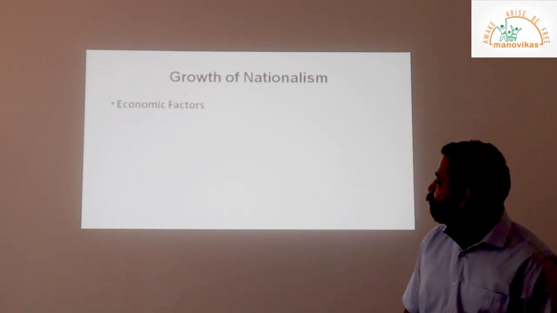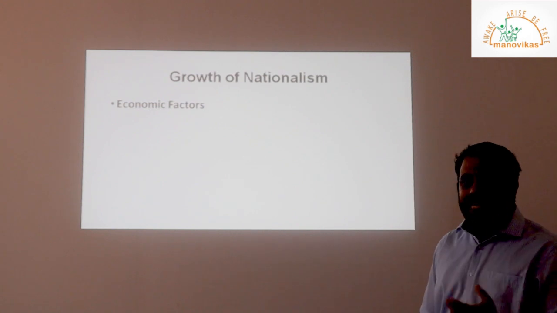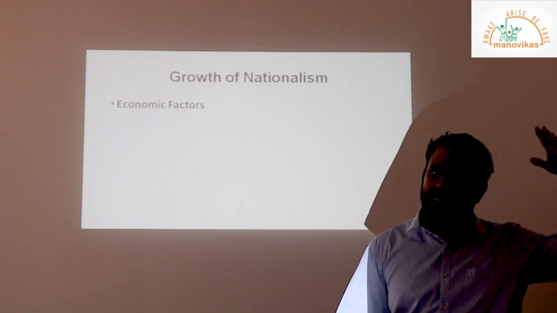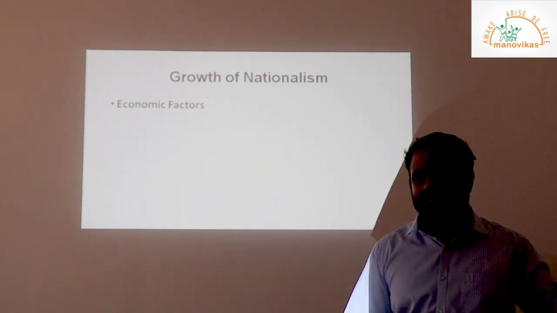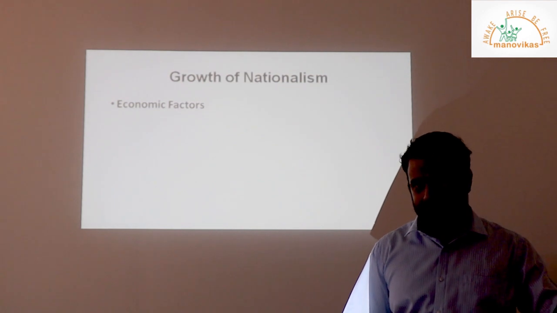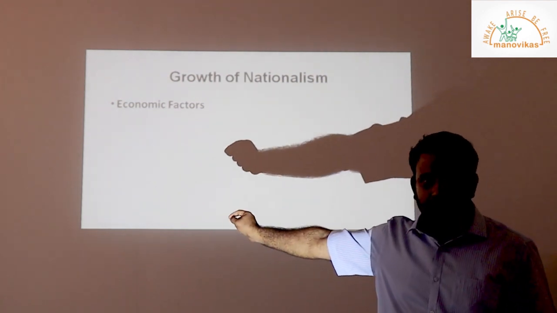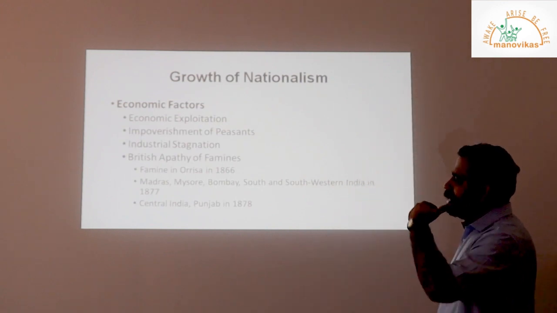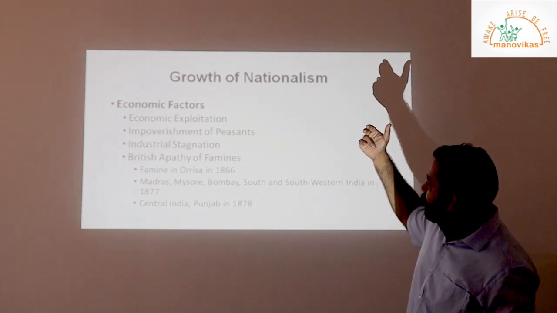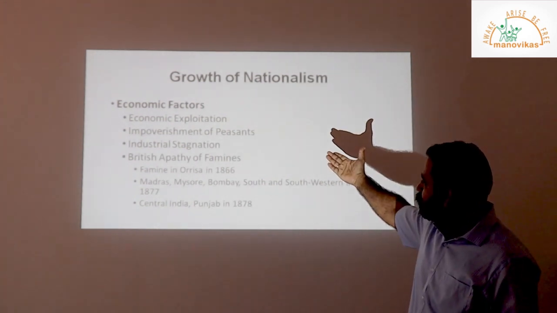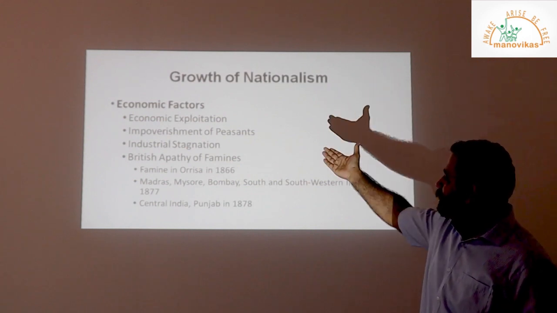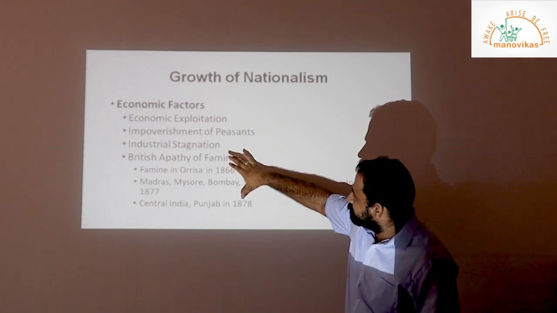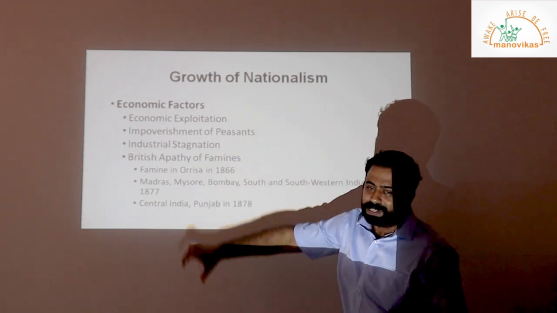Now let's go to the first group, that is the economic factor. Before I move on, do you remember the economic factors which led to the 1857 struggle? Please try to remember that, because it is somewhat similar over here. When you speak about the economic factor, in your textbook it has been given as economic exploitation, impoverishment of peasants, industrial stagnation, and British apathy to famines. I will go to the last part last, but I will explain the first three together.